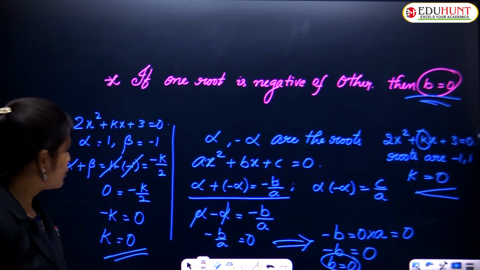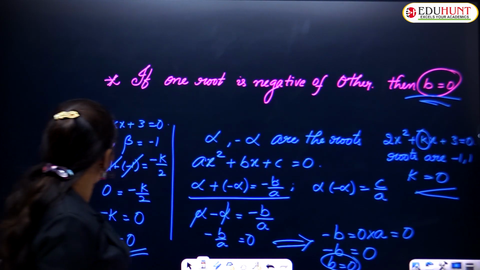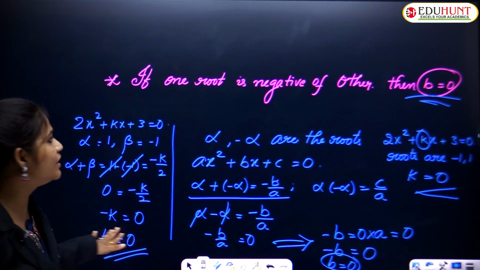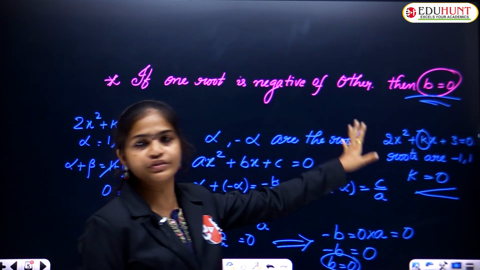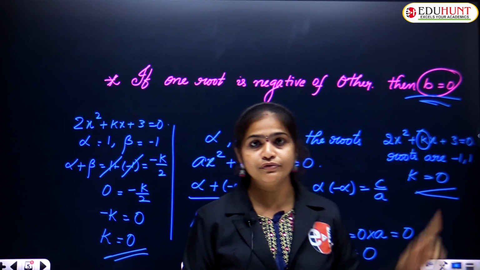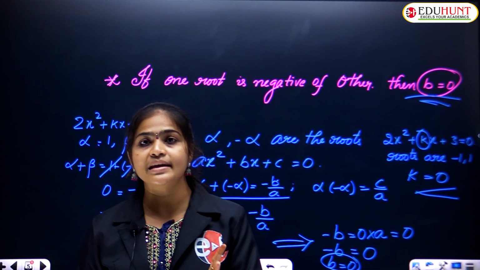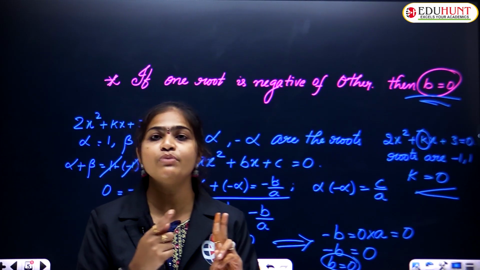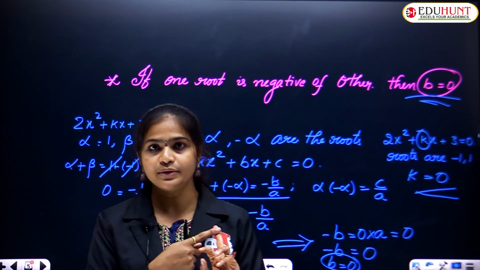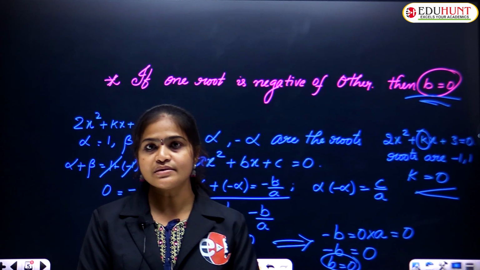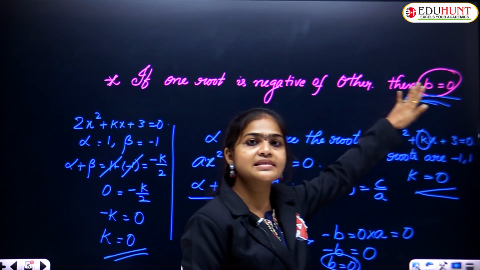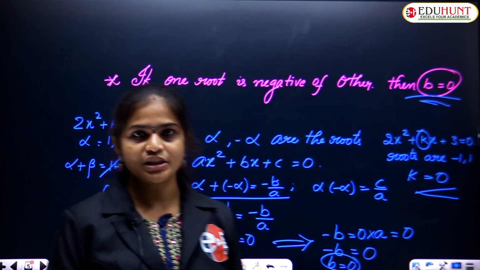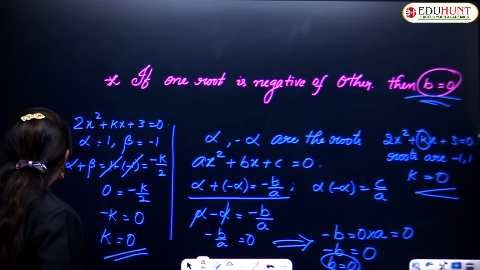Clear? In this way, there is no need to spend this much time here, so simply we can go for that answer. In that case, the two roots have the same magnitude but different signs, which means one is positive and another one is negative. So in that case, directly we can write the answer as b is equal to 0. This is that condition. Let us see another condition.